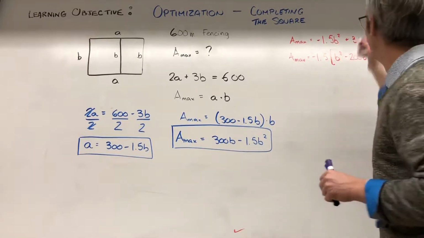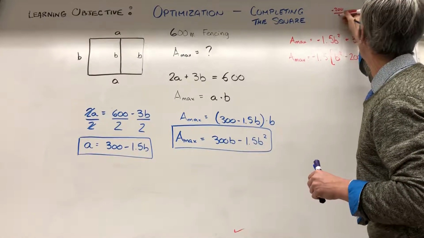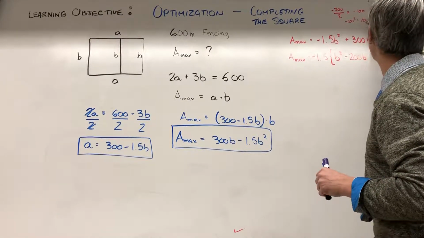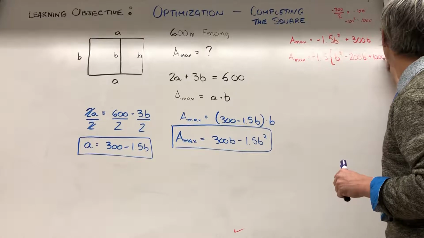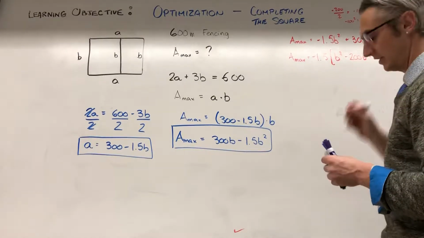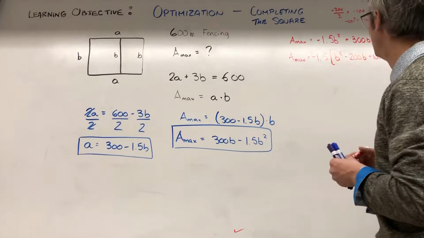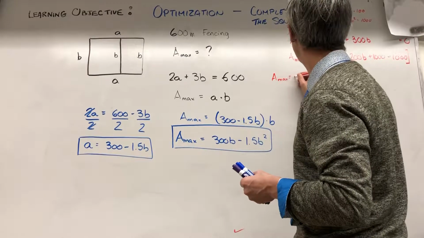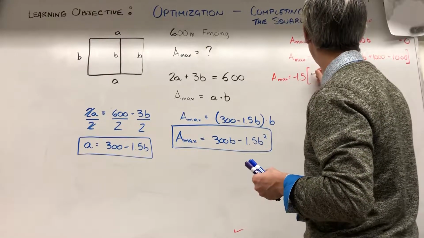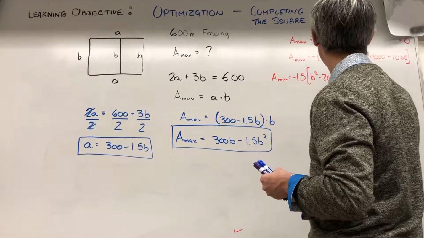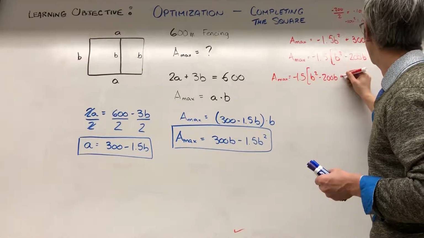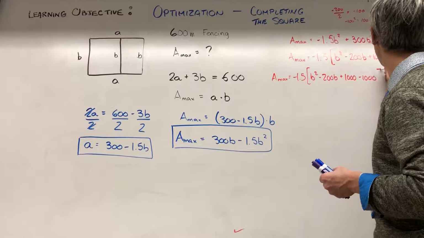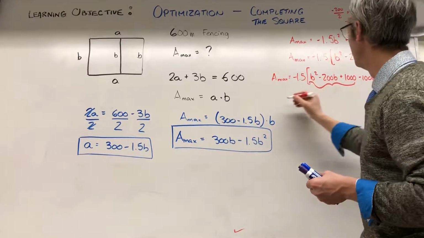And then I say, okay, negative 200 divided by 2 is negative 100. Negative 100 squared is 10,000. So plus 10,000 here, minus 10,000. And don't worry about the 0, because it's a 0. I'm sorry if you can't see, I'll try to move over a little bit. So I get A max is equal to negative 1.5 times (B squared minus 200B plus 10,000 minus 10,000). And this is my perfect square trinomial.